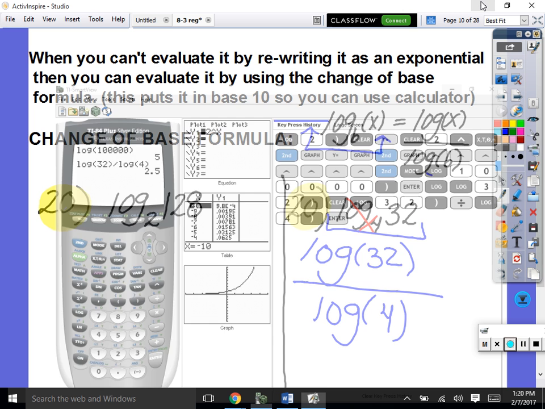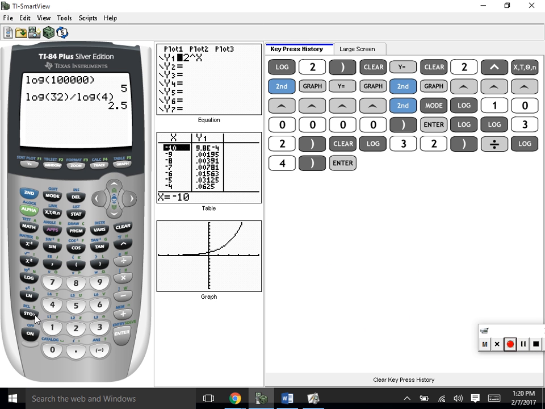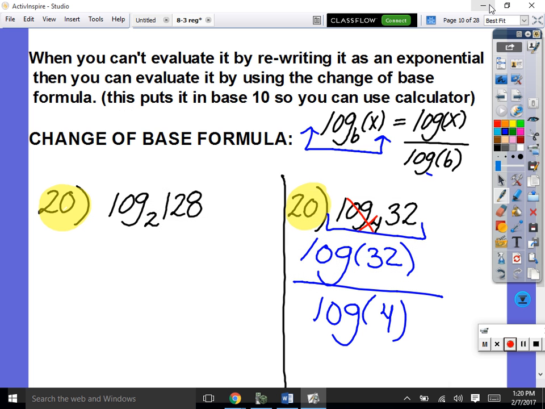Okay, cool. So we get 2.5, which let's write as a fraction. So math enter, right? Which is 5/2. So our answer is 5/2 or 2.5.